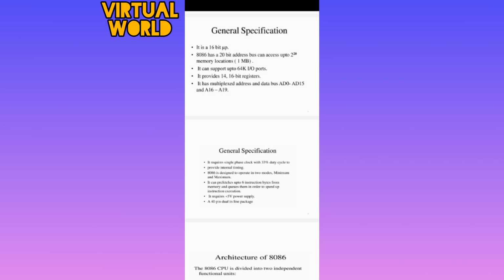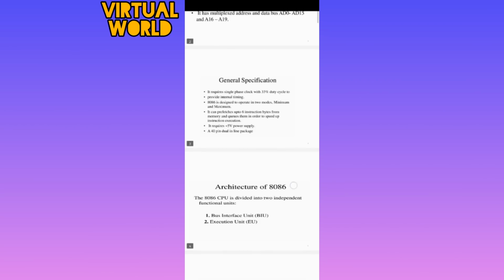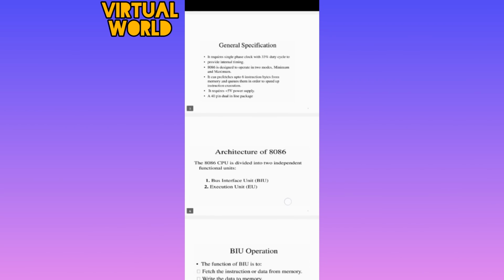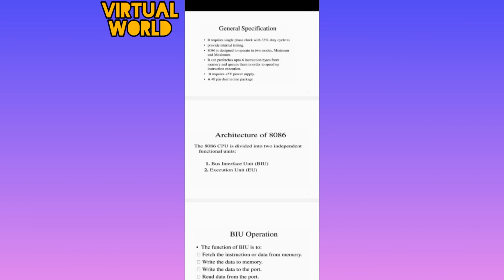It also provides 14 16-bit registers, and it has a multiplexed address and data bus, which is AD0 to AD15 and A16 to A19. Further general specifications are that it requires a single phase clock with 33% duty cycle to provide the internal timings. The 8086 is designed to operate in two modes, which are minimum and maximum mode.